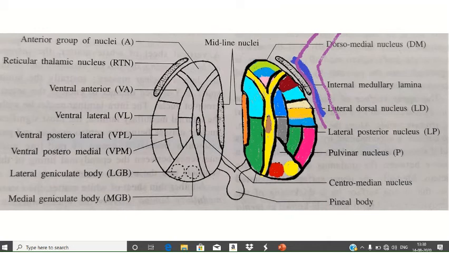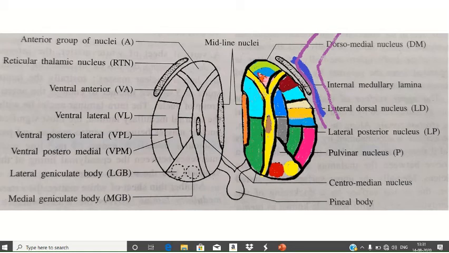Then the other nuclei are the midline nuclei, which are two groups, anterior and posterior groups. These groups are dorsomedial nucleus and the ependymal. These two midline nuclei are present at the lateral wall of the third ventricle.